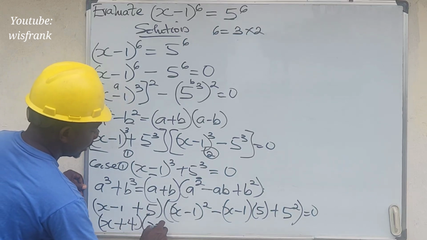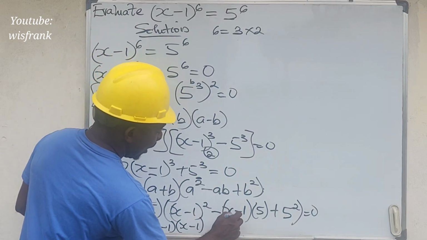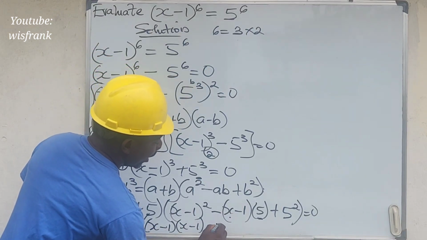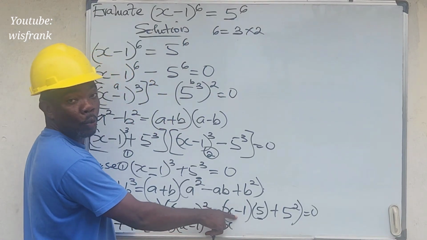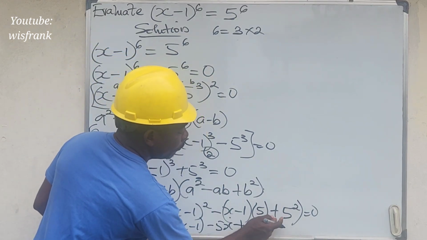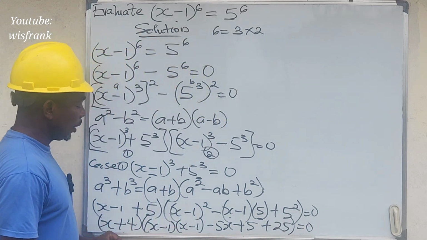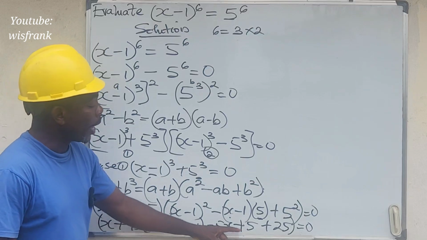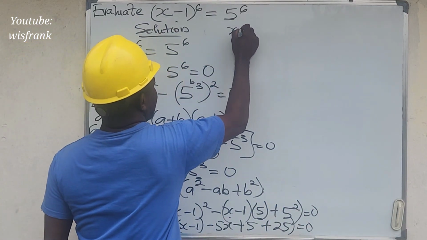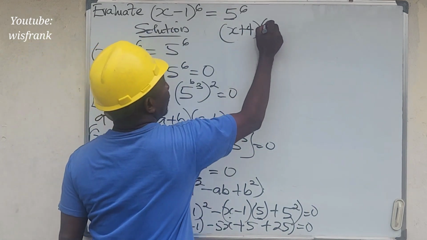So this will become (x − 1)(x − 1). Then we have here minus, this is 5 times minus x, we have minus 5x. Then minus times 1 is plus 1 times 5, we have plus 5. Then we have plus 5^2, which is 25, all equals 0. So in this case, we need to expand this phase, then we add up this. So we need to clean this. As we said, here is the same thing as x + 4, then into x times x, we have x^2.